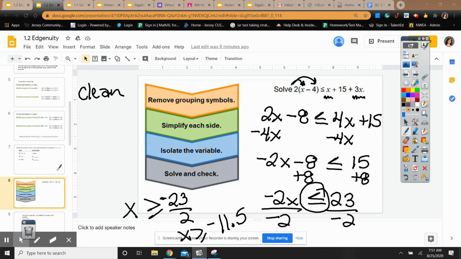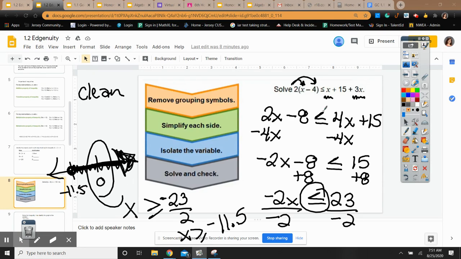You can graph it. So here's 0. Here's negative 11.5. It can equal that. That's good. And it can be bigger than that. So anything to the right. So if you want to check, what you can do is pick one of these numbers to see if you shaded the right side. As mentioned earlier, 0 is really easy to pick.